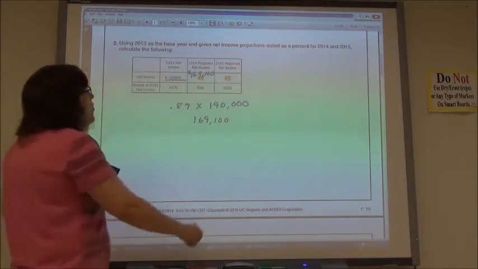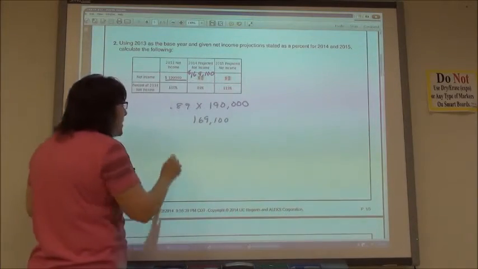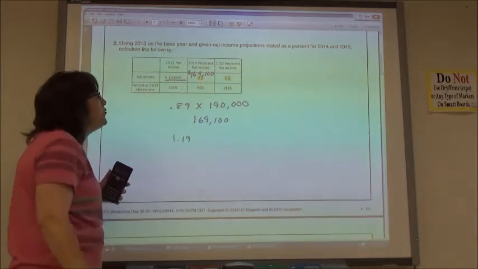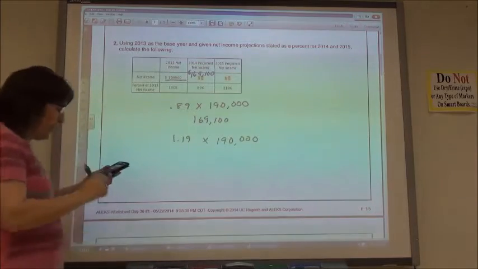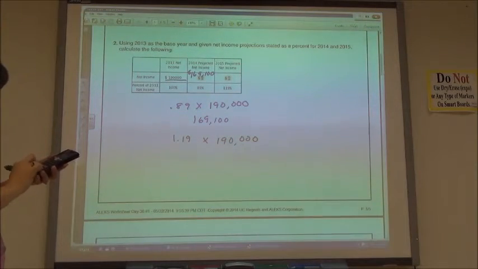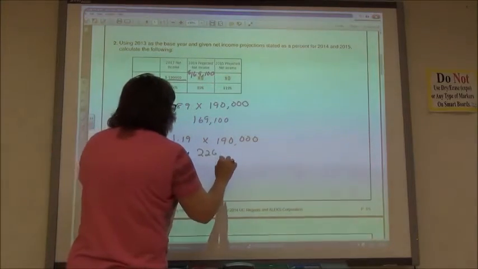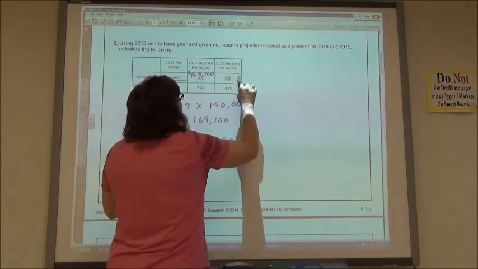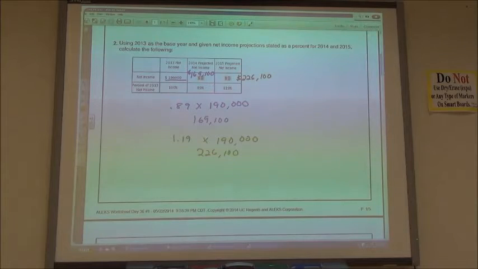For the second one, we know that our projected net income is 119% of our base. So 1.19 would be 119% of the 190,000. So we're going to multiply 1.19 times 190,000. That gives 226,100. So our projected net income for 2014 is 169,100. For 2015, 226,100.